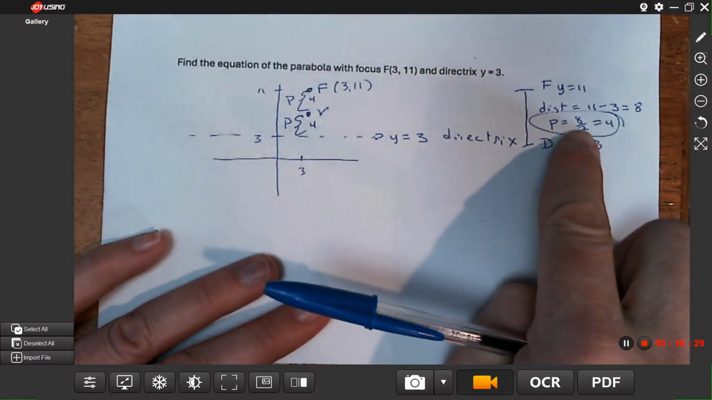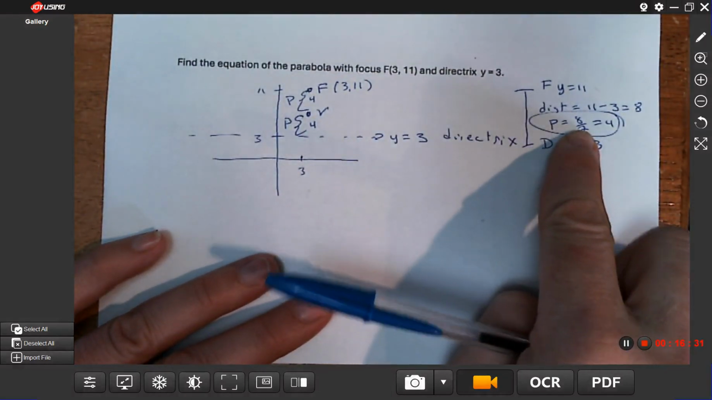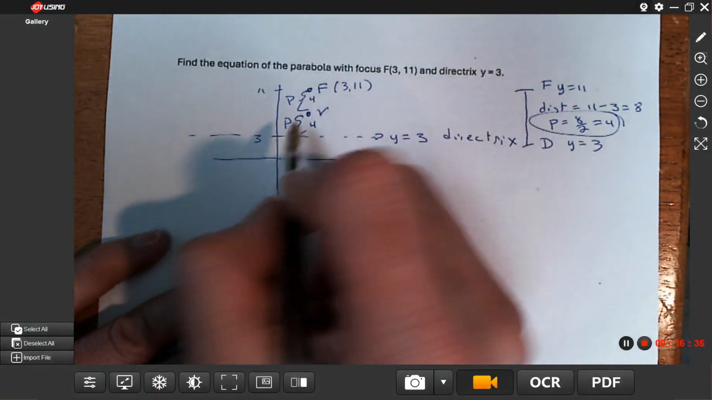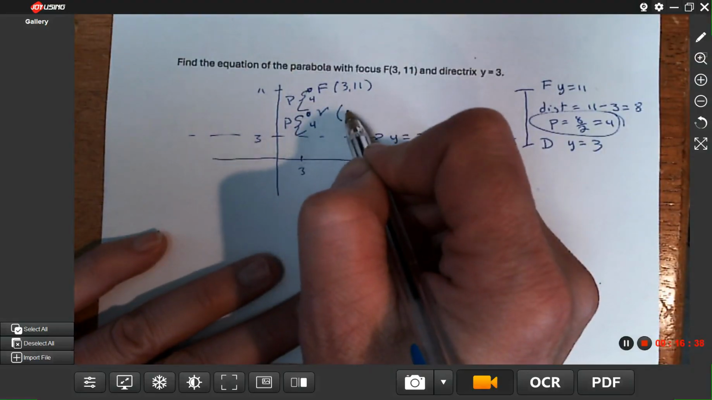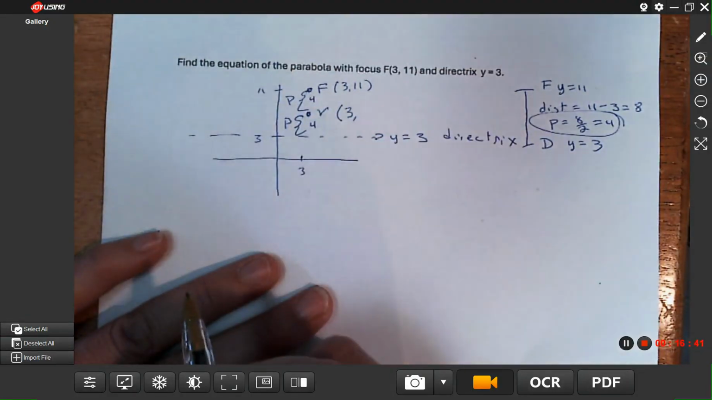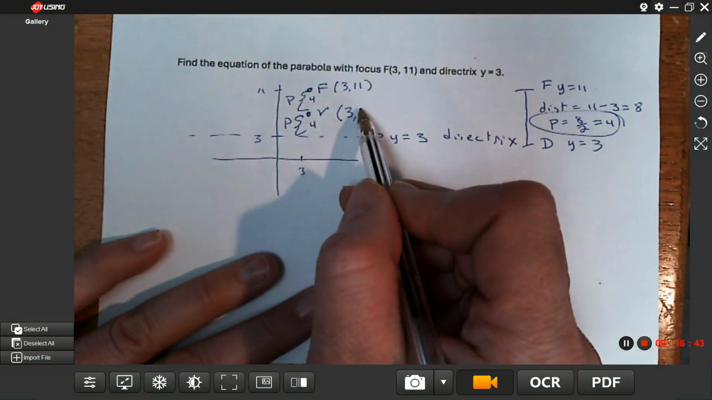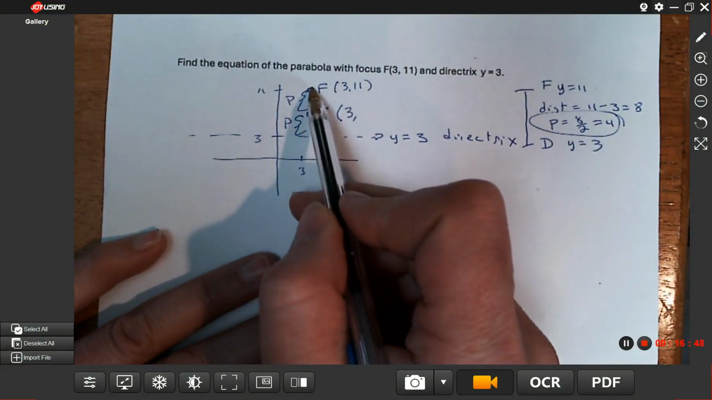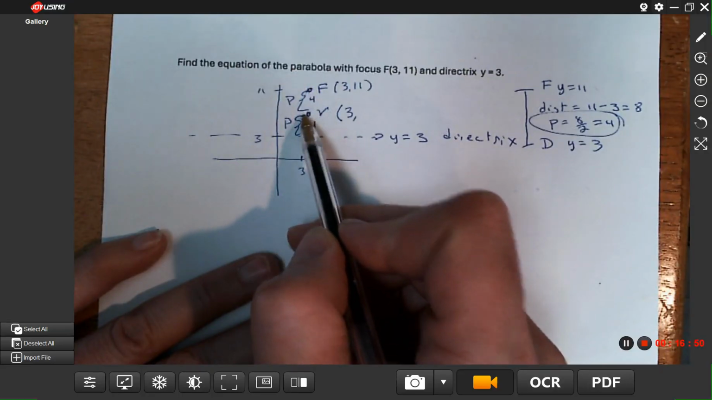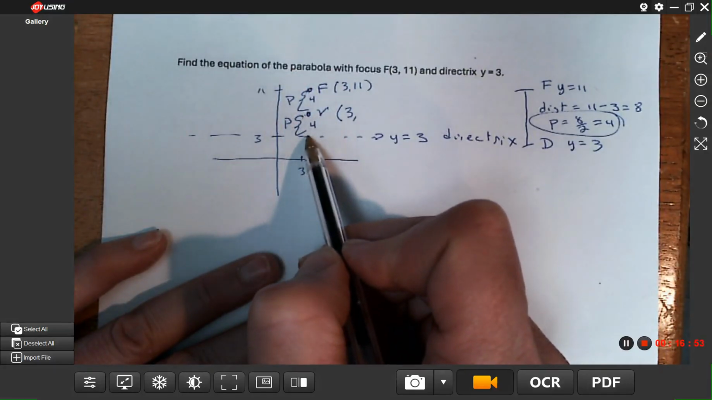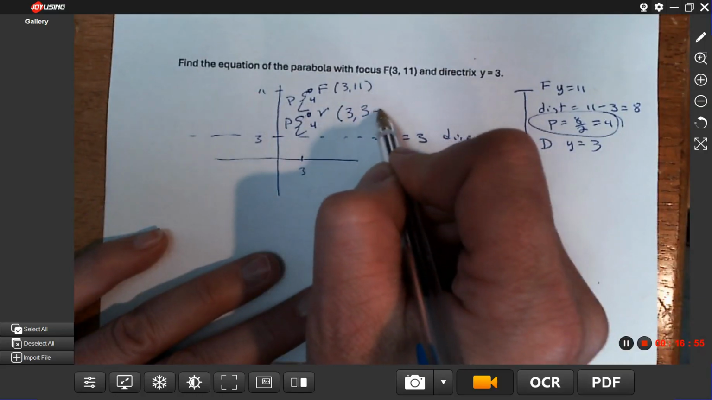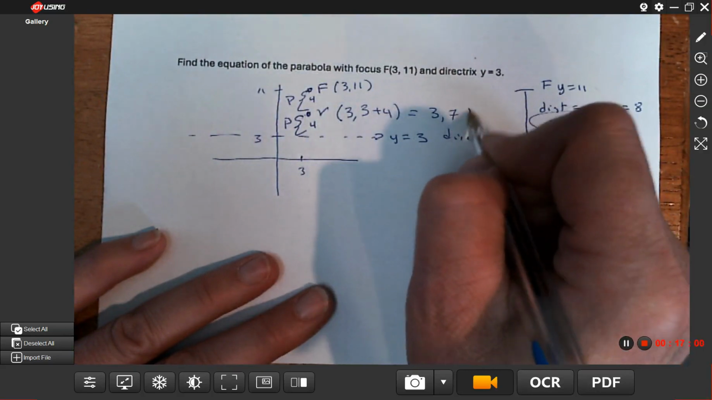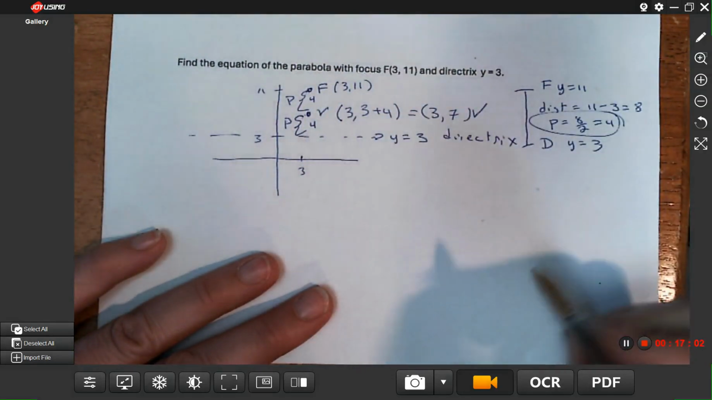That's important. Also, it's going to be important for my equation. But I need my vertex to be able to put this into my equation as well. So the vertex is definitely going to have the same x-coordinate as the focus. And then the y-coordinate of the vertex, well, I could go either way. I could take the y-coordinate of the focus and subtract 4, or I could take the y value of the directrix, I'll do that one, and add 4. You get the same answer either way. So the vertex is at (3, 7). So that's the vertex. Okay, great.